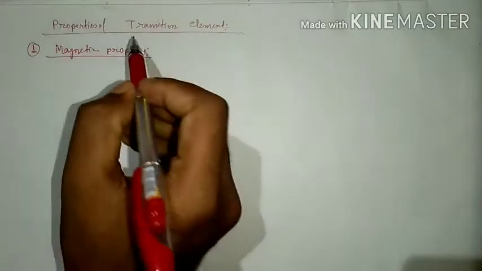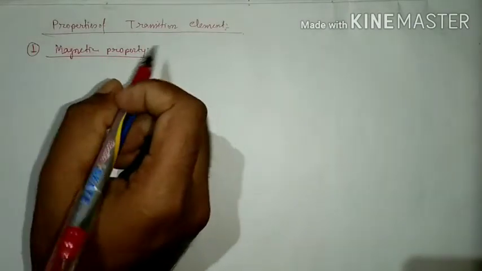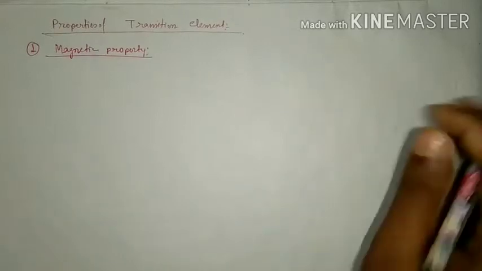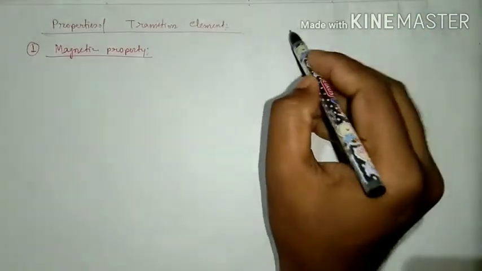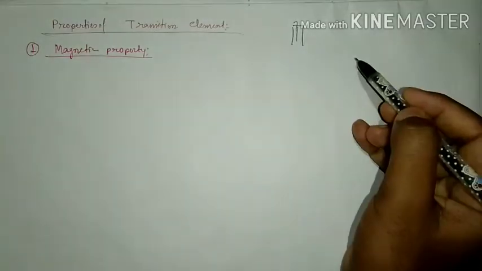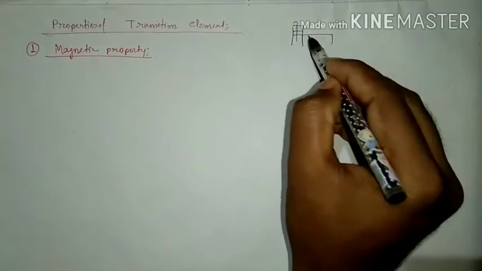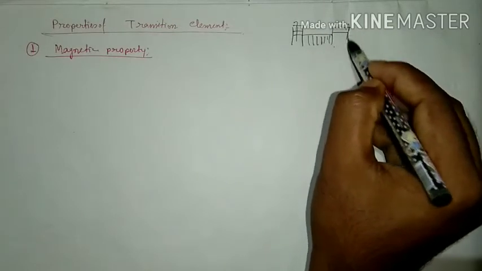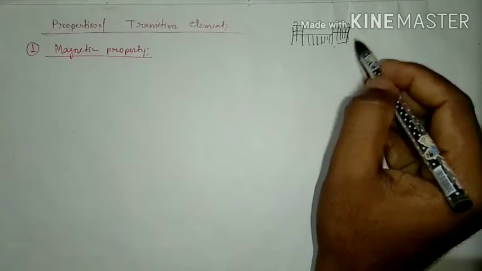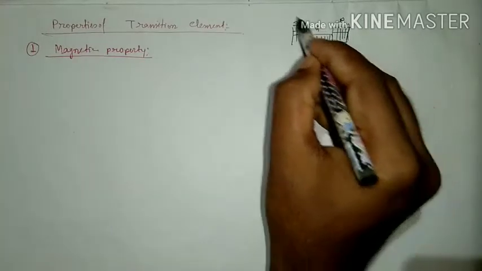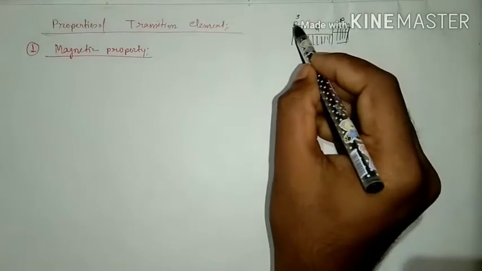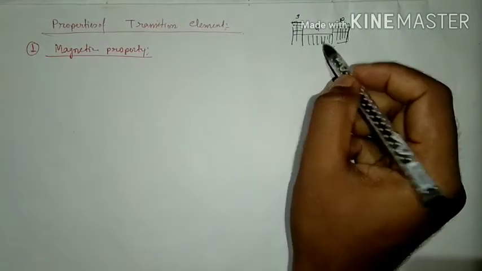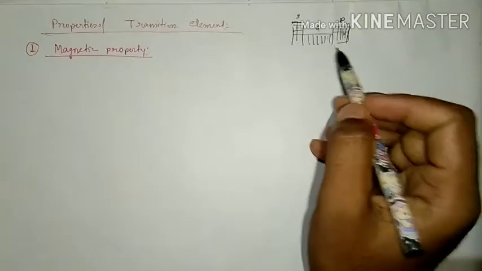Now see, in the transition element, if we look at their position in the periodic table, suppose I am drawing the simple diagram of periodic table. See here, these two are S block. From this 10 are D block. Again from this here 6 are P block. These are the P block, this is the D block, and these are S block. As we know, S block are the most reactive metal. That means these are very reactive.